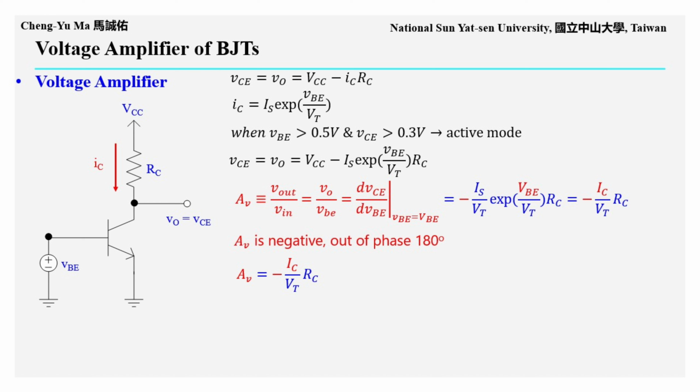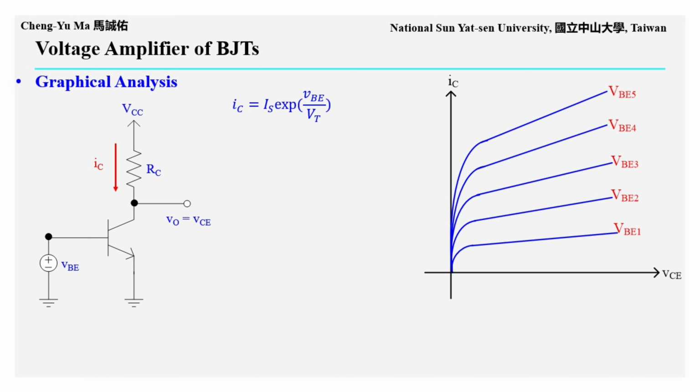This gives the voltage gain as negative IS over VT multiplied by the exponential of VBE over VT and multiplied by RC. Since the DC collector current IC equals IS times the exponential of VBE over VT, the gain becomes negative IC over VT times RC. This is the same result as the previous derivation.